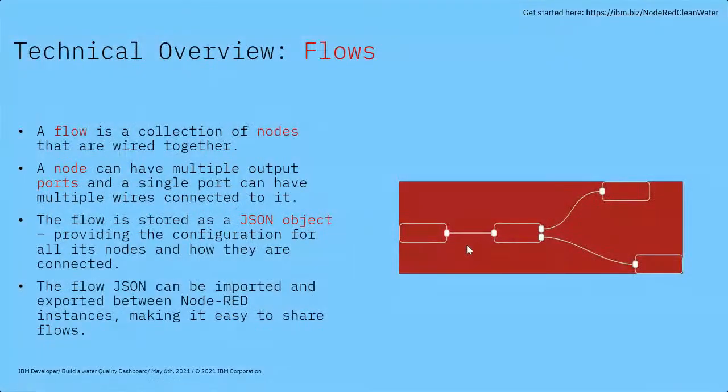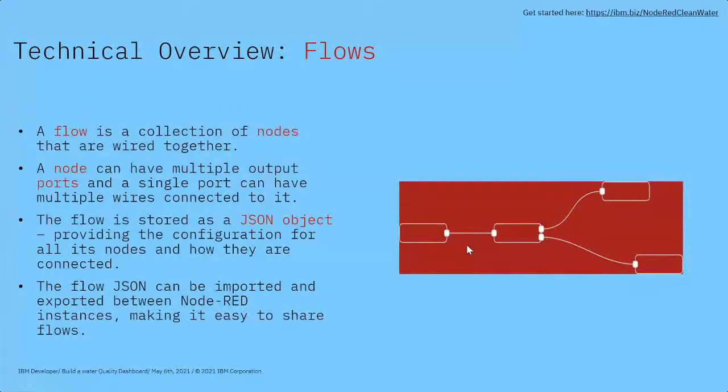All right, let's talk a little bit about the technical overview. There are three main things that we need to keep in mind about Node-RED. The first one is flows. A flow is basically a collection of nodes that are wired together. And what is a node? A node can have multiple output ports, and a single port can have multiple wired connections. So it's basically a flow diagram.